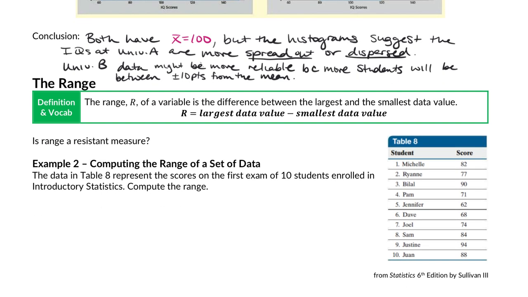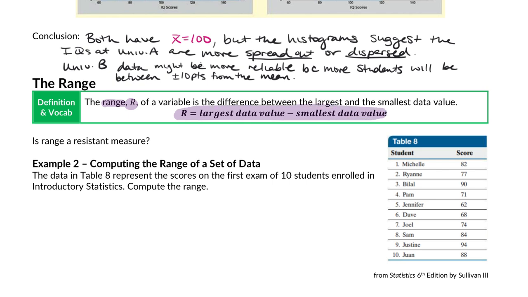The first one we're going to learn about is called the range. The range, now this is not like domain and range, this is statistical range, is the difference between the largest and the smallest data value, which I guess is the same kind of idea as domain and range on a graph. So we're taking the largest minus the smallest data value.